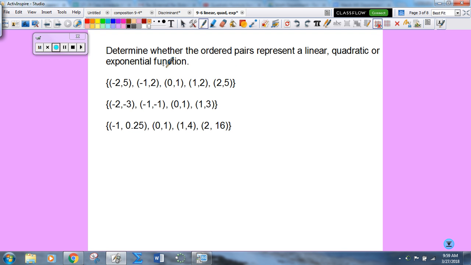So now we want to determine whether the ordered pairs represent linear, quadratic, or exponential. So the first thing I look for is the constant rate of change. If we look at this first set, the x values are increasing by 1. My y values, here I subtracted 3, here I subtracted 1, here I added 1, and here I added 3. So that's obviously not linear. We call these values the first difference.